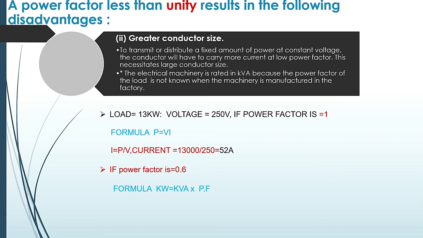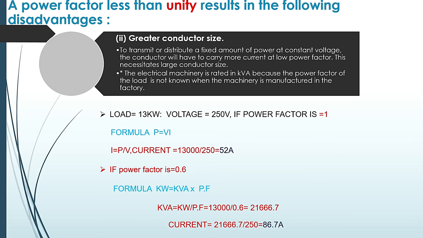Okay, same thing, I reduce the power factor to 0.6. kW is equal to kVA into PF, that is, real power is equal to kVA into power factor. So kVA is equal to kW by PF, that is, kW real power divided by cos theta, the power factor. That is 13,000 divided by 0.6, which is equal to 21,666.7 VA. So current is kVA divided by voltage V, which is equal to 86.7 amps. So it is taking nearly 87 amps.